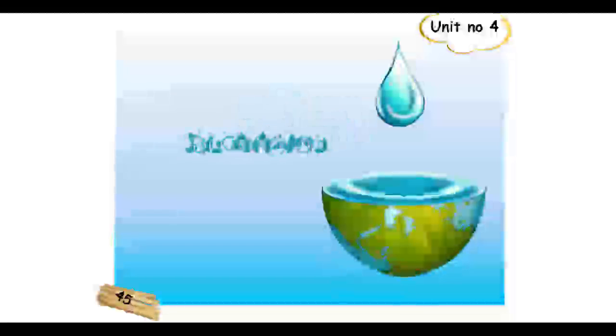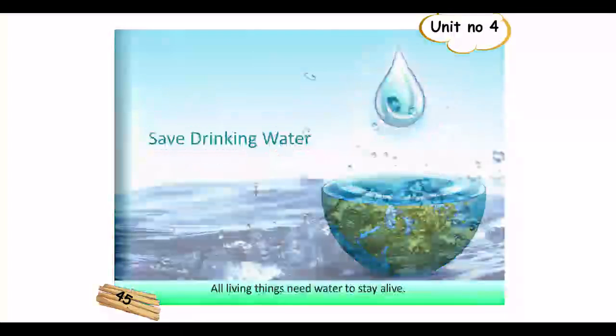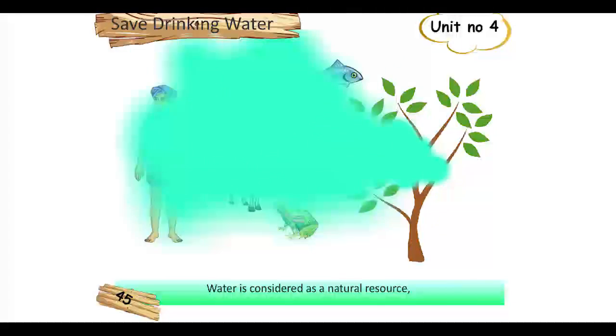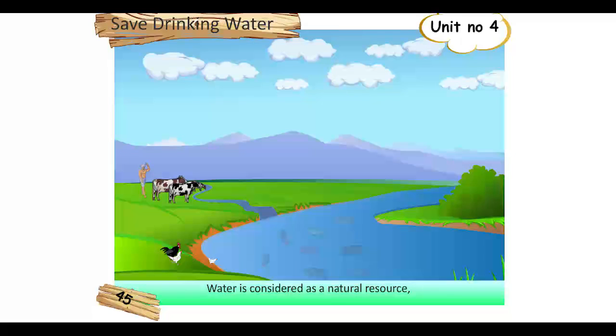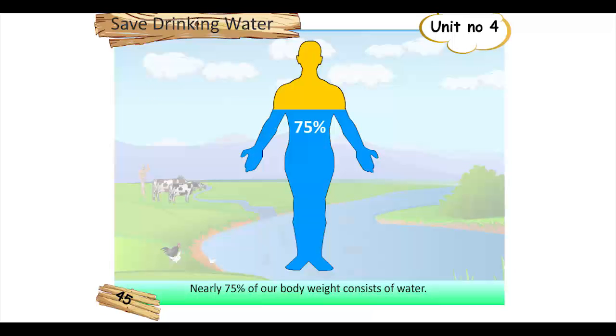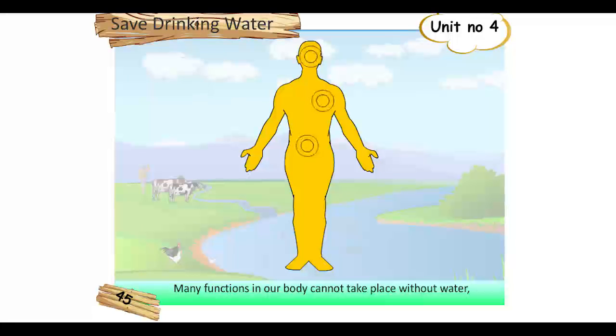Chapter 6: Save Drinking Water. All living things need water to stay alive. Water is considered a natural resource. Nearly 75% of our body weight consists of water. Many functions in our body cannot take place without water.